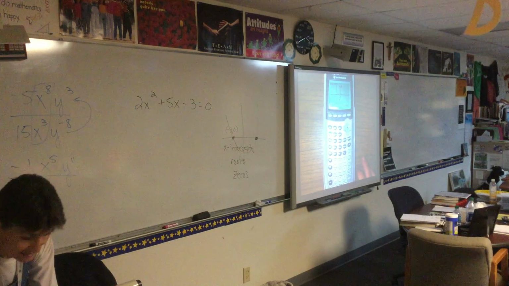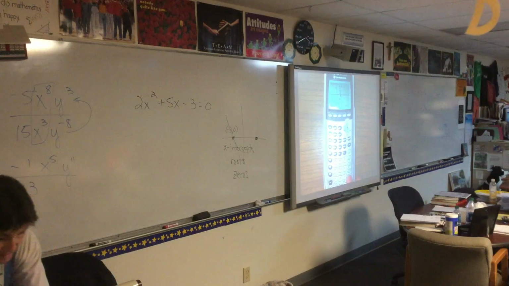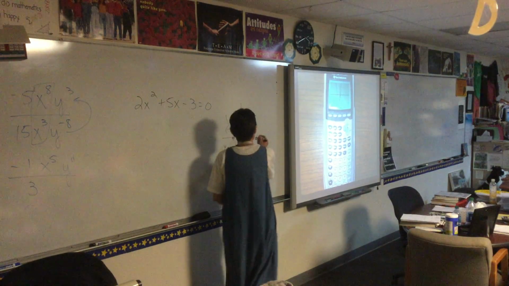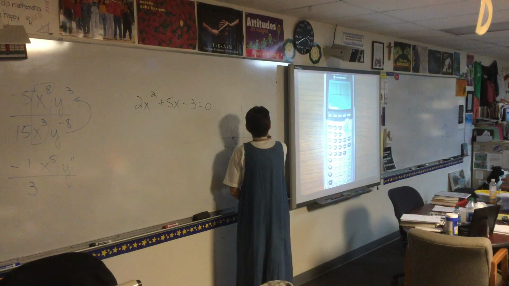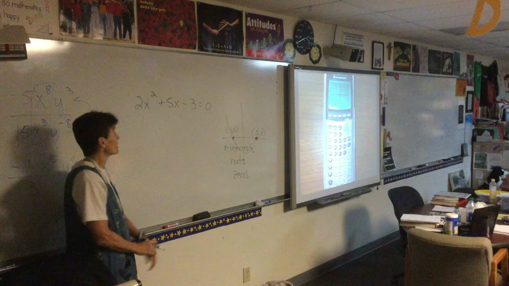Now, when it says guess, you're just going to move it down somewhere in there and press enter, and it will give you the 0. What does it say? 0.5 is 0. So there are the solutions to the equation.